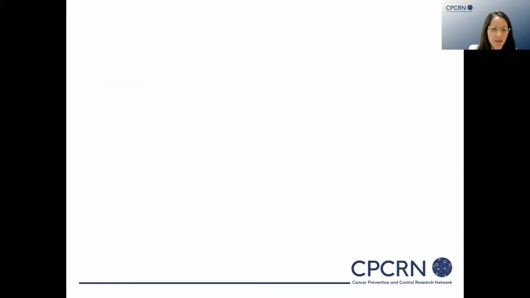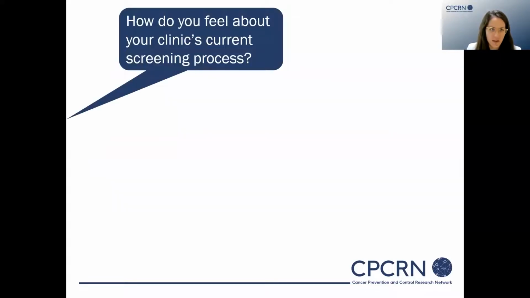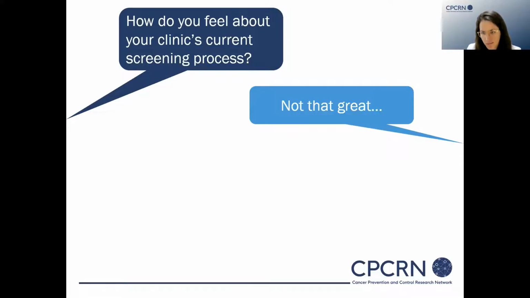So here's a very simplified example of how you can use probes and how they might be helpful. Let's say that despite asking an open-ended question like this one here, how do you feel about your clinic's current screening process, your respondent's not very chatty, and they simply respond with, not that great. That's not a lot of information for you to take back to your team or your stakeholders. So you can use probes to try to get them to elaborate a little more.